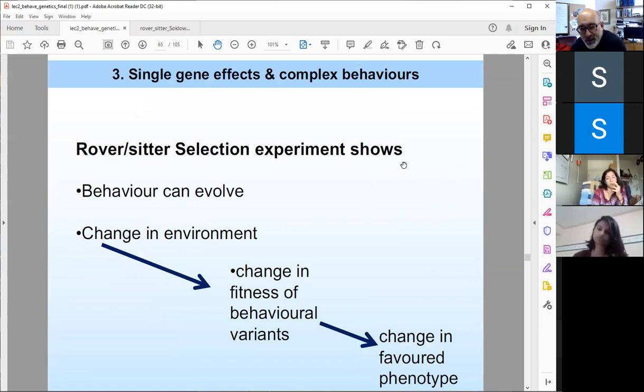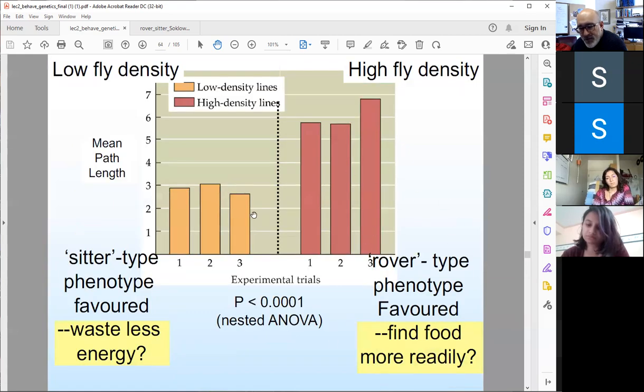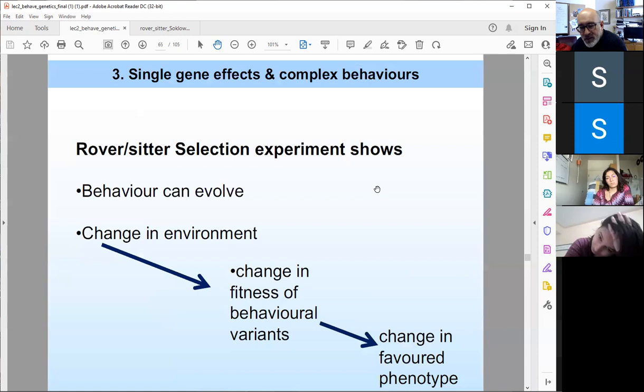So this experiment shows that behavior can evolve. That is, you can see a change in the fitness of the different behavioral types, in this case the rovers and the sitters. And you get a change in the preferred phenotype. So that's evidence of evolutionary change. The average behavior is changing as you move from generation to generation. And after 74 generations, there is evidence that different densities favor different phenotypes.